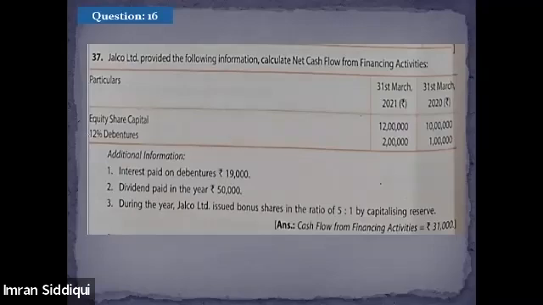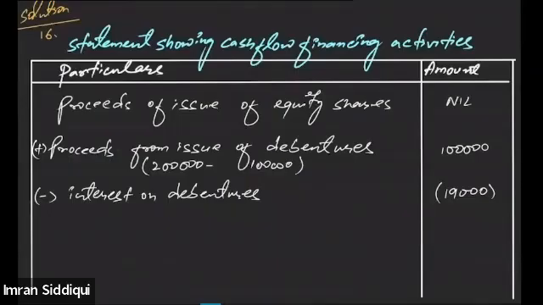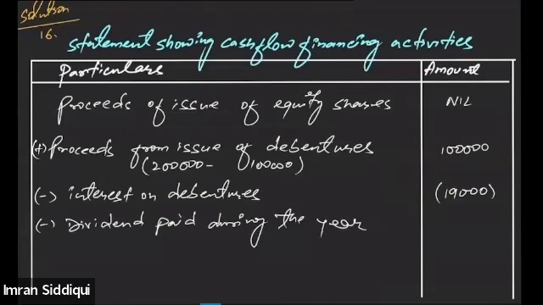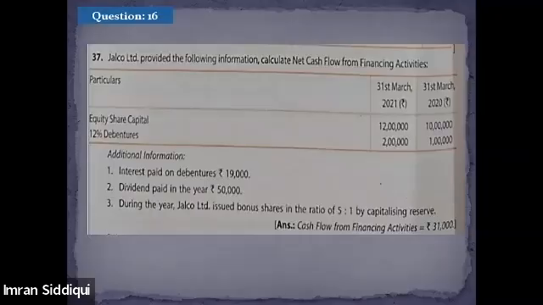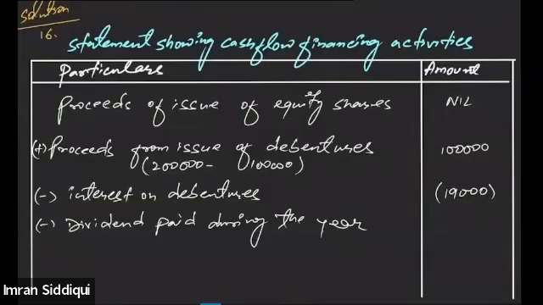The second additional information says dividend paid in the year 50,000. Okay, we are paying dividend. Dividend is being paid on the equity shares held by the shareholders. So the dividend that we are paying needs to be subtracted, because this will cause outflow of cash. Dividend paid during the year, 50,000. So 50,000 needs to be subtracted.